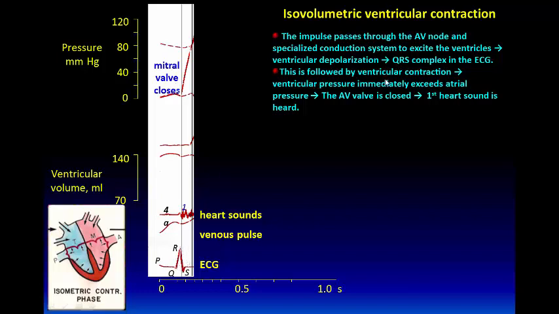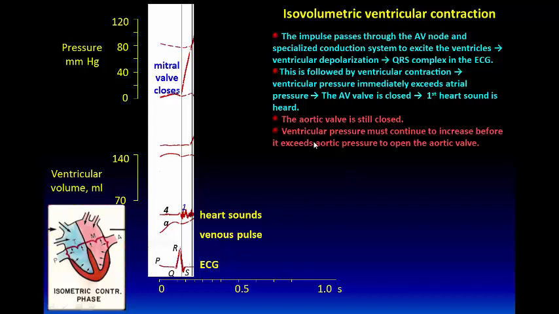This is followed by ventricular contraction, so the ventricular pressure immediately exceeds the atrial pressure. This results in closure of the atrioventricular valves and the first heart sound is heard. So this is S1. So S1 is heard at the beginning of the isometric ventricular contraction phase.